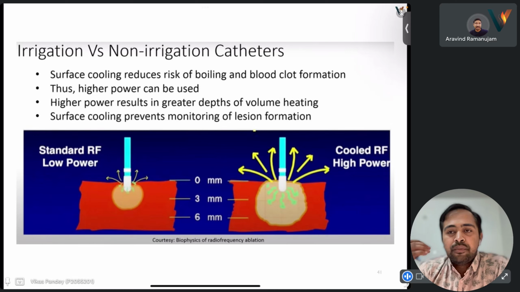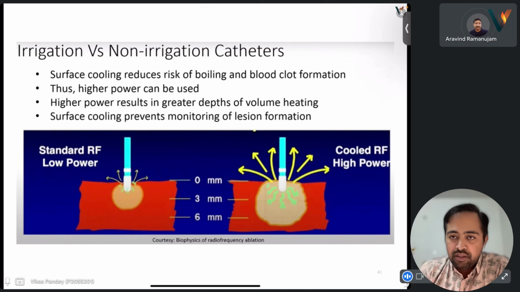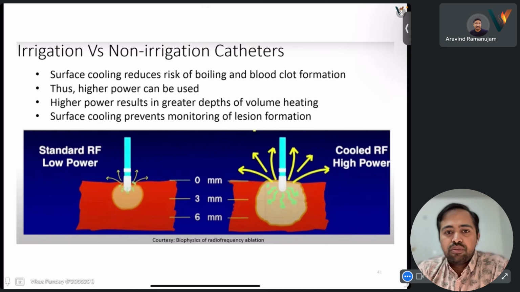The fastest surgery is the best, like minimally invasive, right? If we go for a very slow process, it will take time. It may lead to other issues also, like more blood flow and a lot of things. So we want a fast and effective one. High power is preferred, but high power, if it is not cooled, cannot work. It will be too much. So it is cooled RF high power, and surface cooling prevents monitoring of lesion formation.